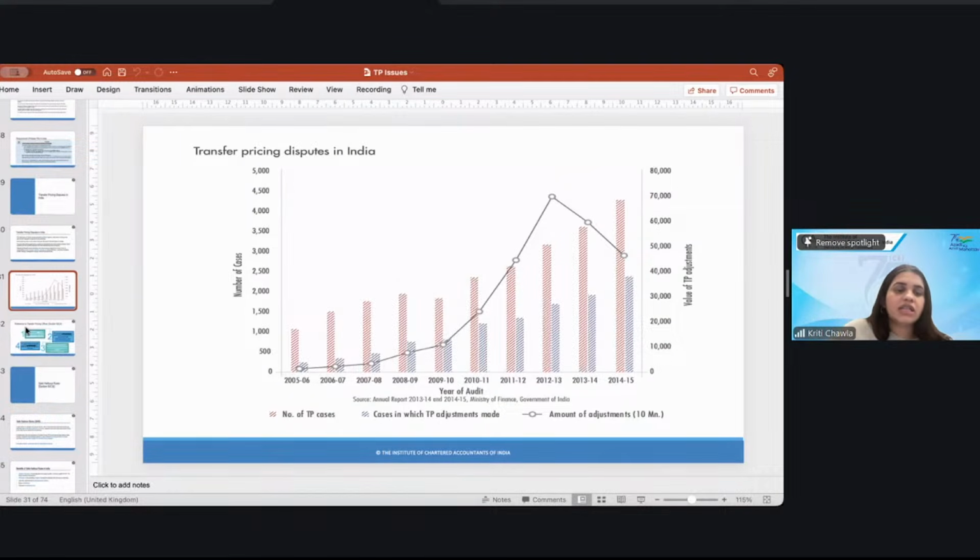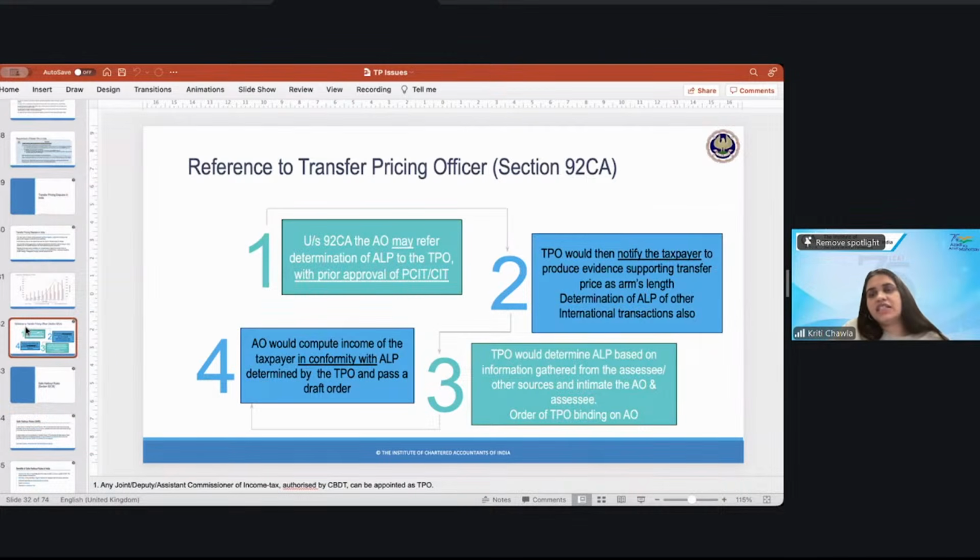Before we actually get started, I thought to talk about Section 92CA, and Section 92CA talks about reference to the transfer pricing officer. So under what circumstances can a dispute relating to transfer pricing be referred to the transfer pricing officer, the TPO, from the AO? This is where it happens from Section 92CA, and it says that the assessing officer may refer the determination of ALP to the TPO, but this is to be done with the prior approval of the principal CIT or the CIT.